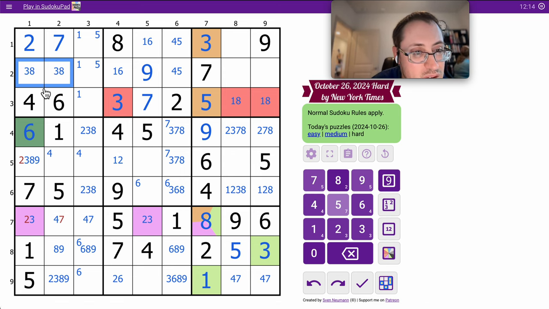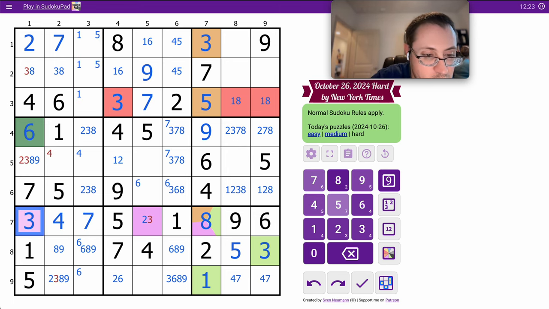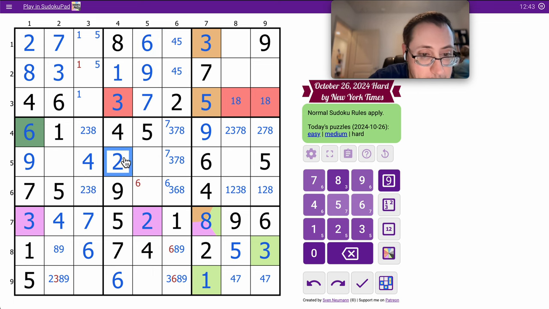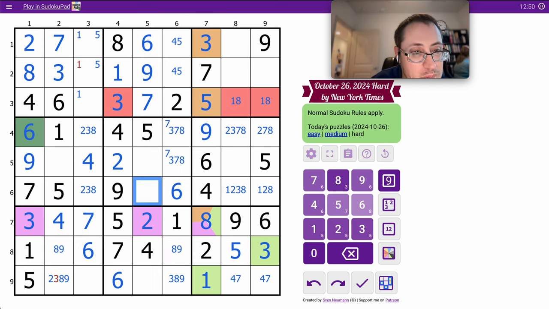Number 2. 2, 3, 4, 6, 7, 8. So these are 1, 5, and 9. Eating up all my markings here. One either. We know that's not 3. Okay, this is from 2, 8, 9, but it sees the other ones. So these are 2 and 3.